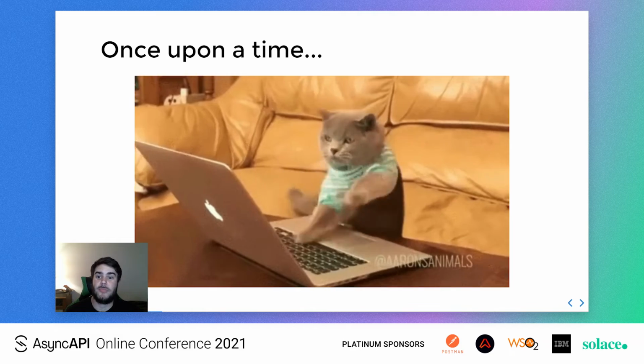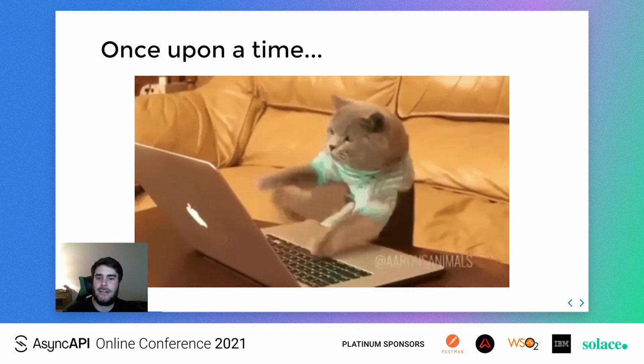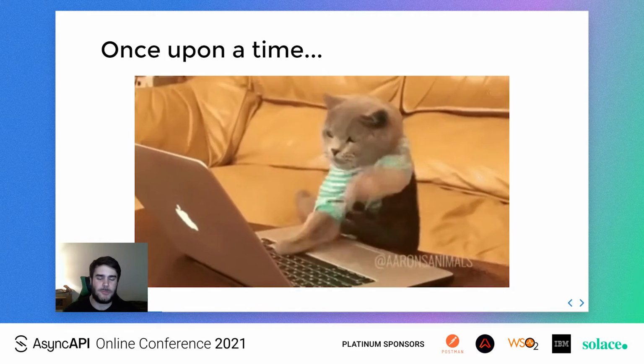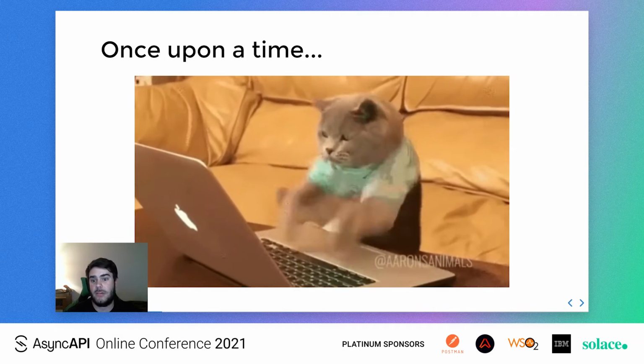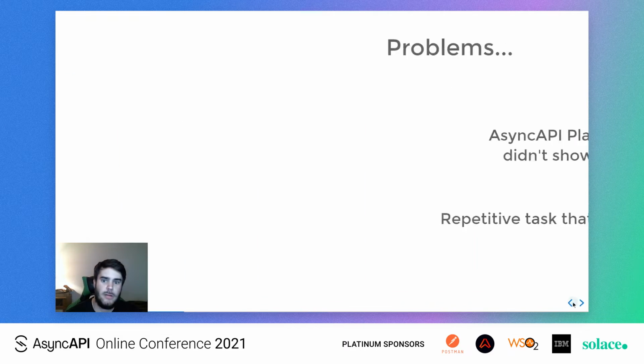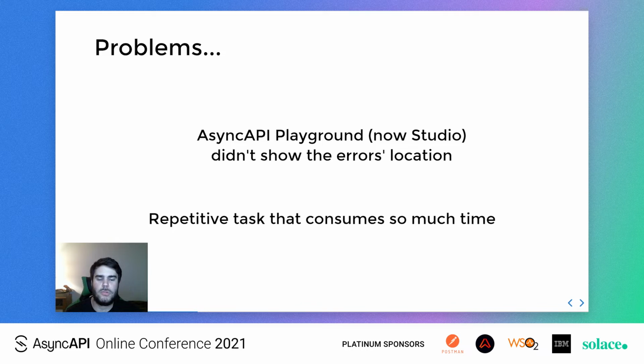You must have probably noticed already that the developer of the story was me. The problems I faced were the following. One of them was that AsyncAPI Playground, now replaced by Studio, wasn't showing the errors location. The other one was that the validation process got tedious because you need to repeatedly figure out where the errors are.